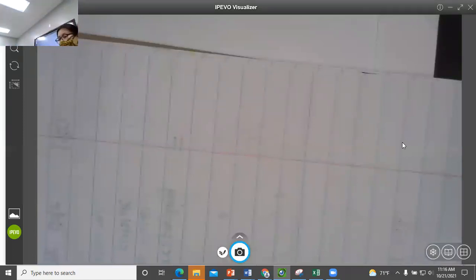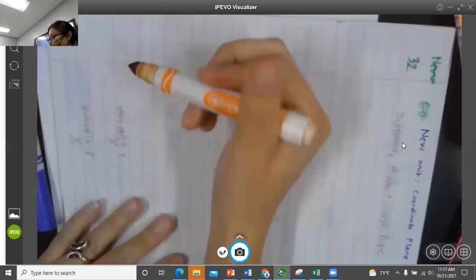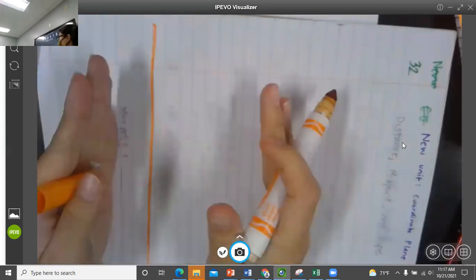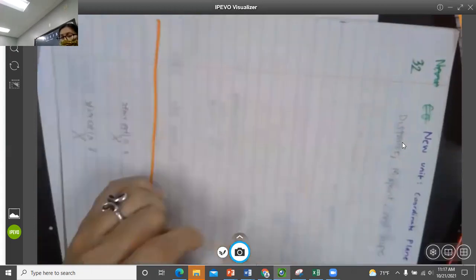All right. We're going to make 4 boxes. So I turned it landscape. And so I'll have 2 columns.